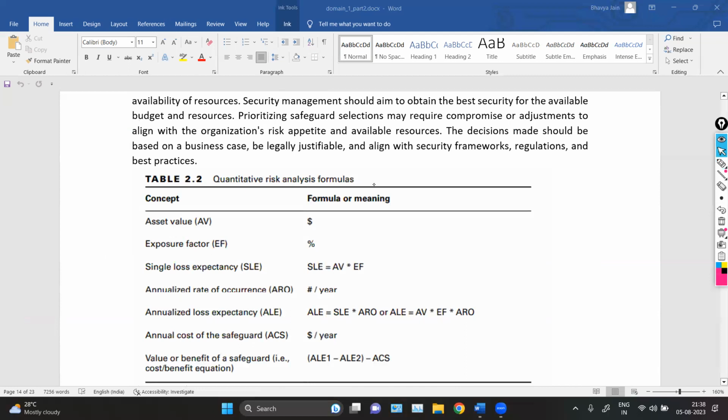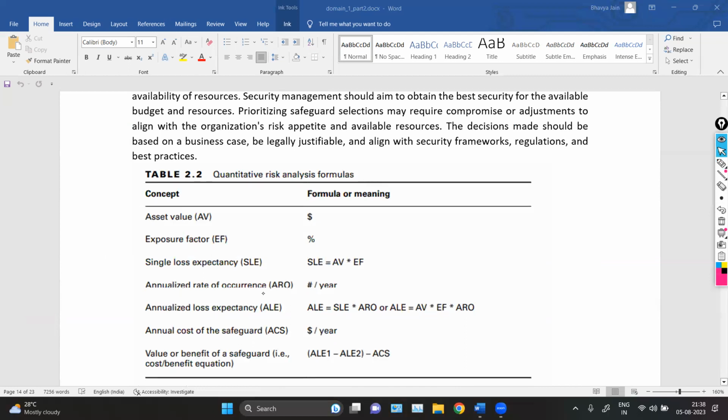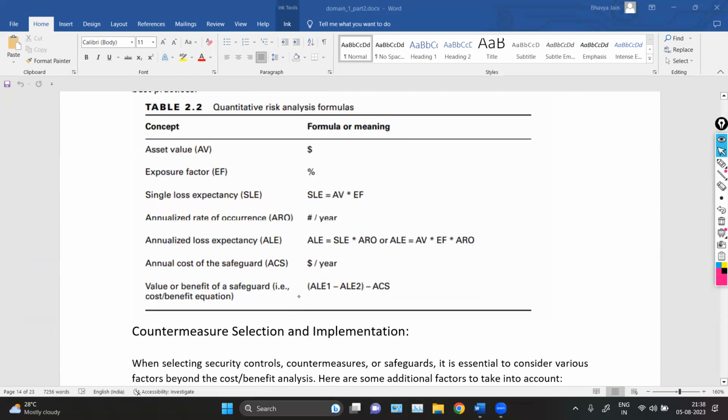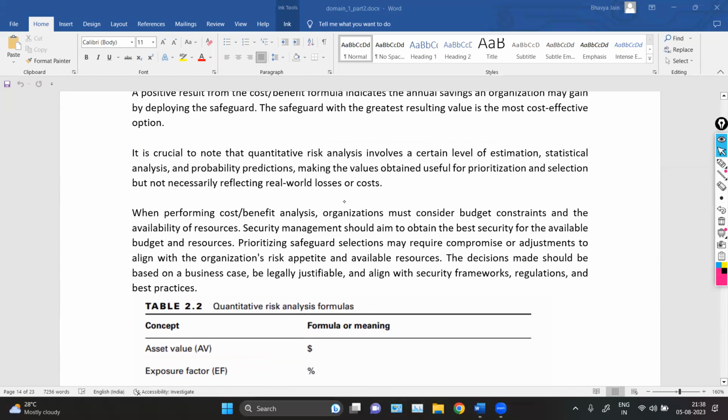The part of the exam is only calculating this: AB, EF, SLE, ARO, ALE. That's it. Okay, but it is like part of the exam, so you can just use this in the CISSP exam.